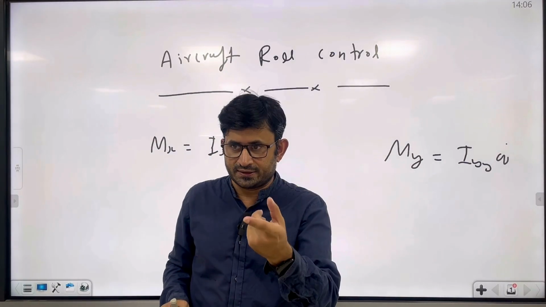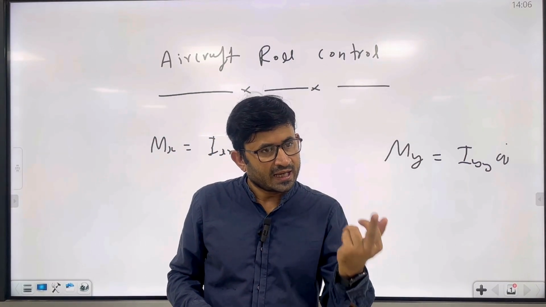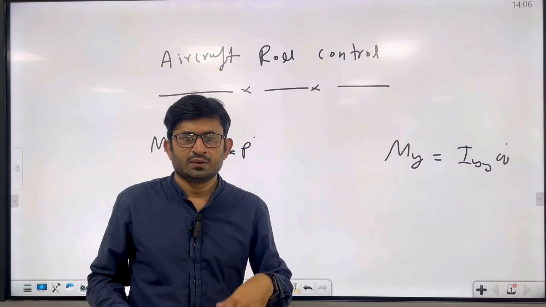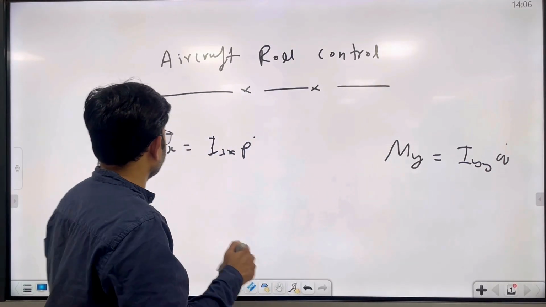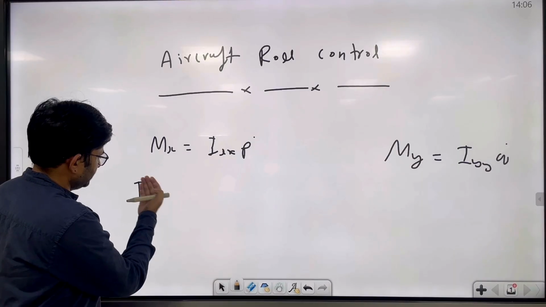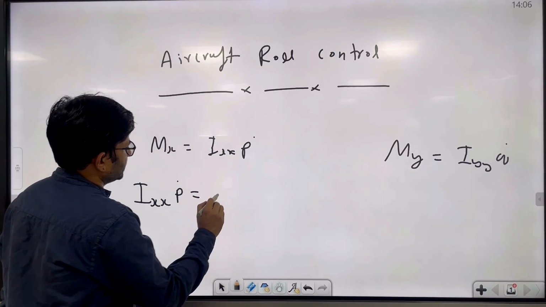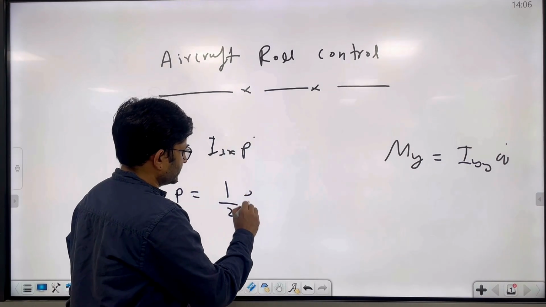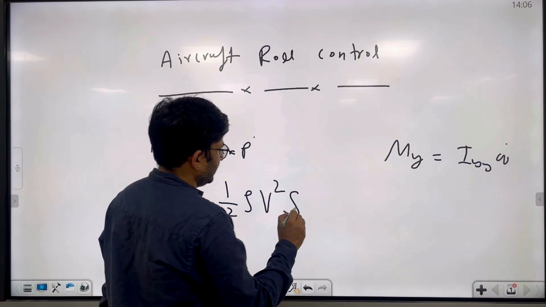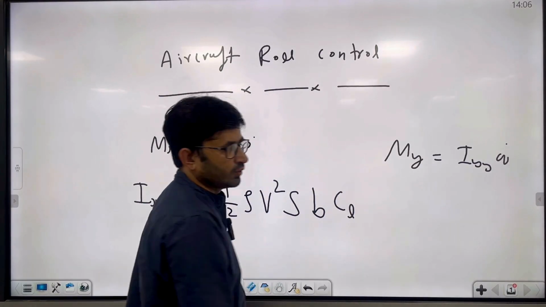P is the roll rate, and p dot is the angular acceleration in the roll axis. And Mx is the aerodynamic moment. So the aerodynamic roll moment you can write as half rho V squared S, where rho is the density, V is the velocity, S is the wing area, and here you will take the span b and then the rolling moment coefficient.